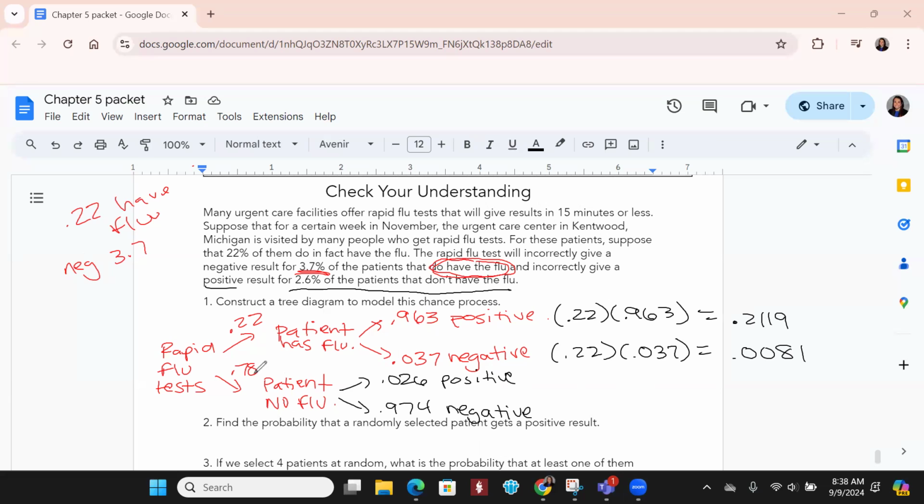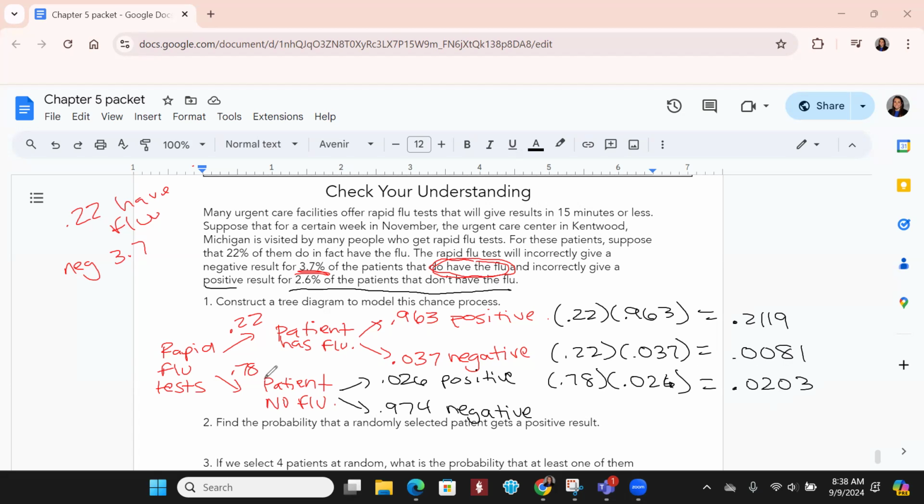And then we're going to find the probability that the patient doesn't have the flu, but they test positive. So that means we're going to do 0.78 times 0.026. And that's going to give me 0.0203.